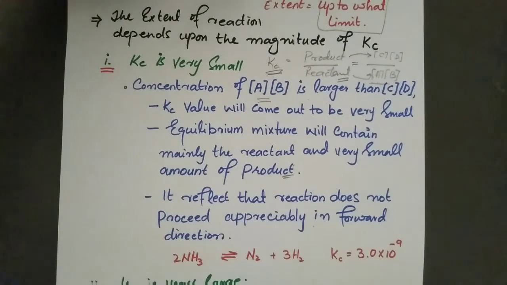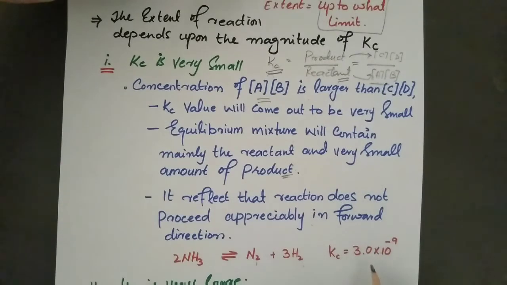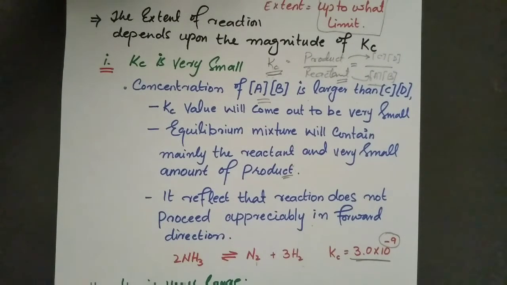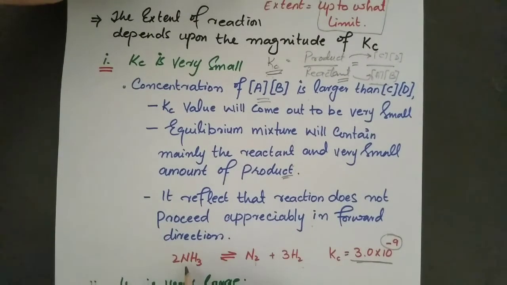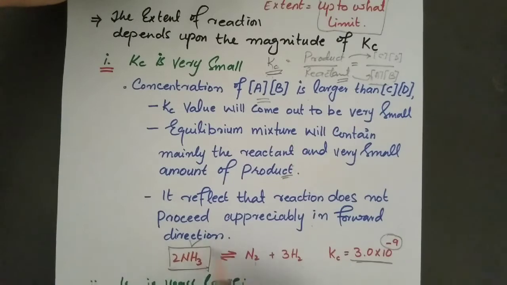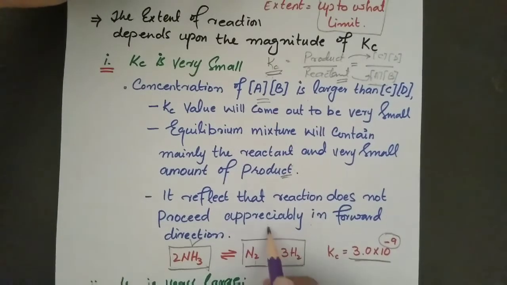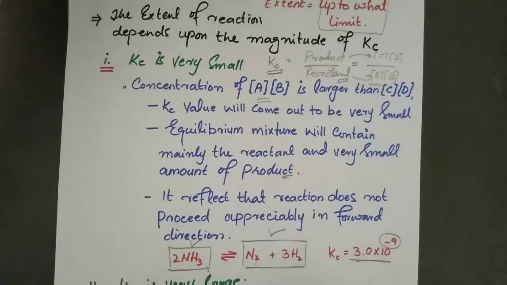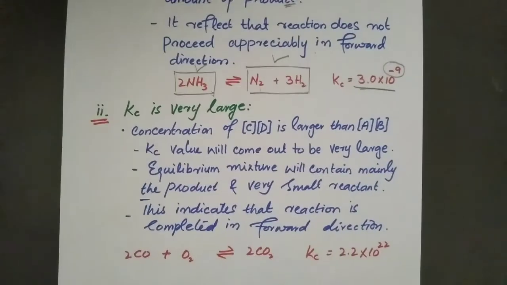There's an example. Imagine the decomposition of ammonia. The ammonia decomposes into nitrogen gas and hydrogen gas. For this particular reaction, the Kc value is 3.0 × 10^-9. It is a very small value. Since the value is very small, the equilibrium mixture contains mainly the reactant and a very small amount of the product side. So it reflects that the reaction has not gone to completion, and has moved in the forward direction only very little.